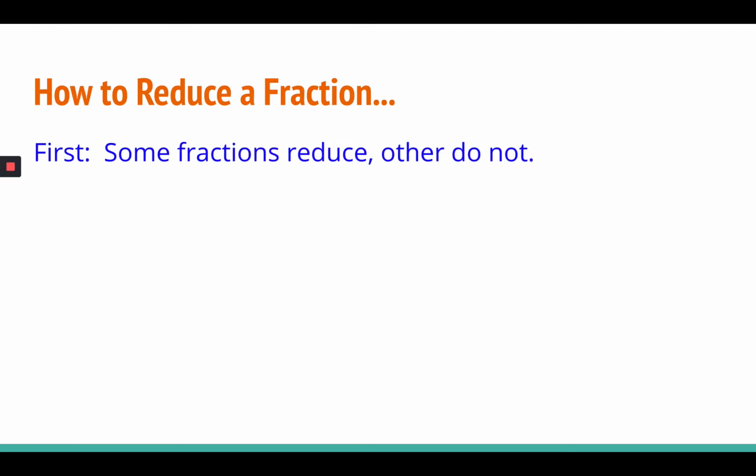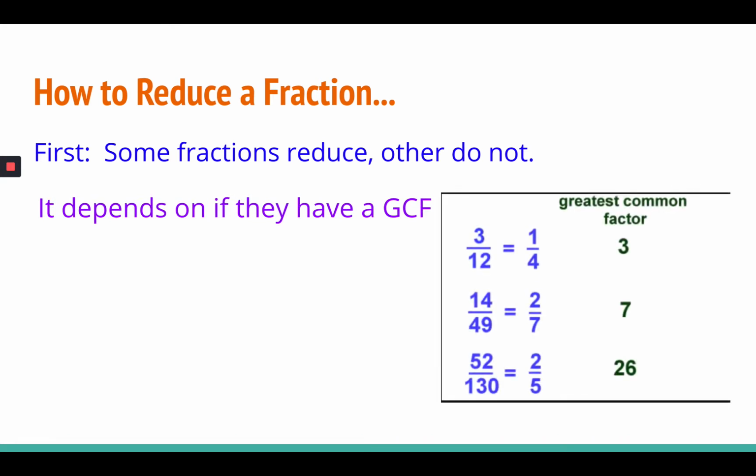First, some fractions reduce, but others do not. It depends on if they have a GCF, a greatest common factor. And a greatest common factor is a number that goes into both the top of the fraction, the numerator, and the bottom of the fraction, the denominator. So on this little chart I put here, 3/12, 3 goes into 3, 3 goes into 12. The GCF is 3. 14/49, 7 goes into 14, 7 goes into 49. The GCF is 7. And 52/130, that's a tough one, but 26 does go into both those numbers.